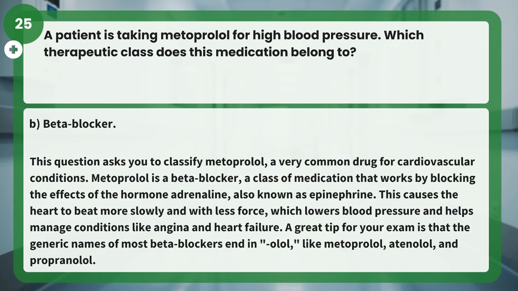Answer: B. Beta blocker. This question asks you to classify metoprolol, a very common drug for cardiovascular conditions. Metoprolol is a beta blocker, a class of medication that works by blocking the effects of the hormone adrenaline, also known as epinephrine. This causes the heart to beat more slowly and with less force, which lowers blood pressure and helps manage conditions like angina and heart failure. A great tip for your exam is that the generic names of most beta blockers end in olol, like metoprolol, atenolol, and propranolol.